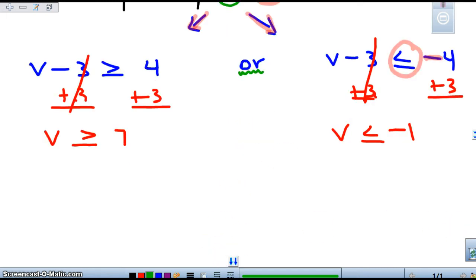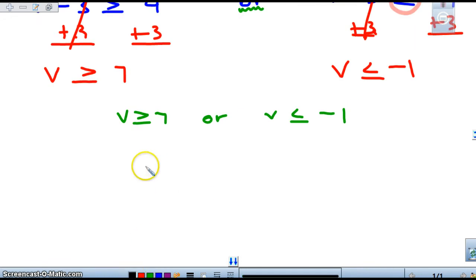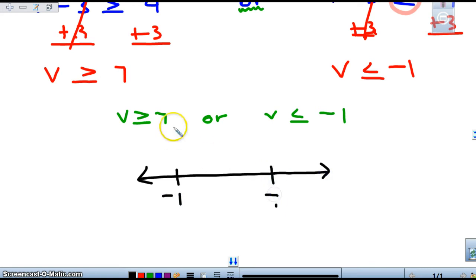This means we can rewrite this as v is greater than or equal to 7 or v is less than or equal to -1. If we graph this, -1, 7, it will be a closed circle. This will be a closed circle.